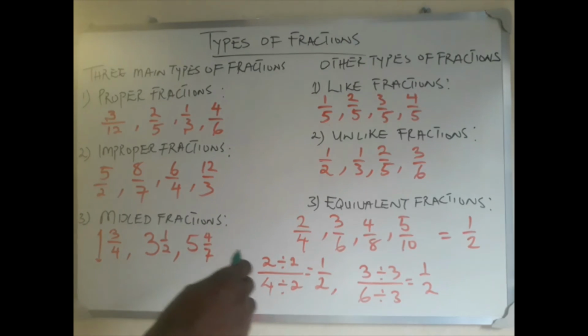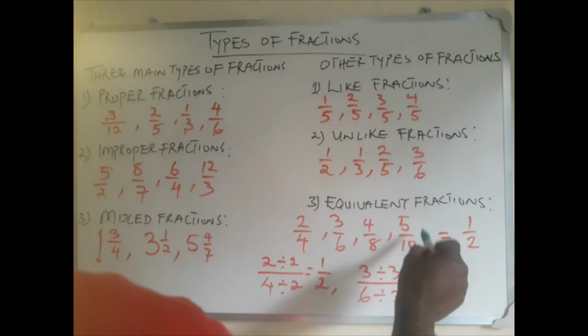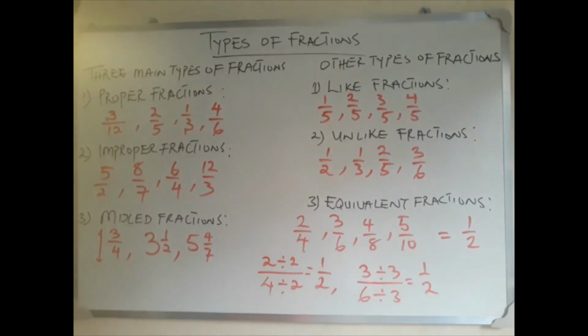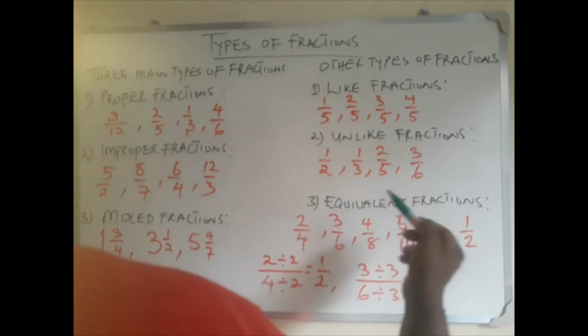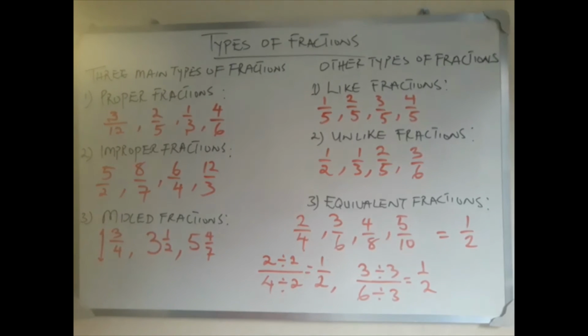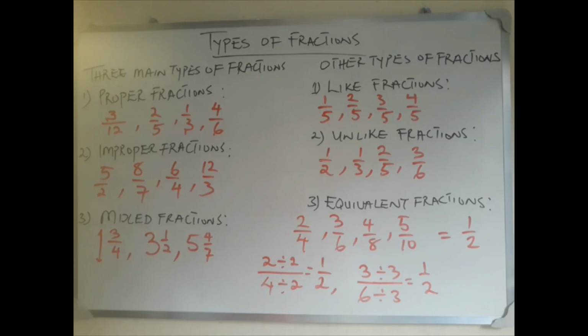So each of these fractions here, once simplified or reduced to the lowest term, will give us a value of 1 over 2. And that is why they are referred to as equivalent fractions. They have different values for their numerators and their denominators, but once they are simplified, they will give you the same value. I hope you understand that.